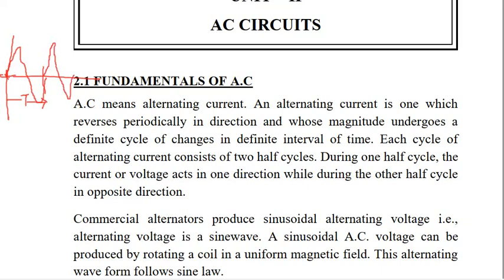That's why it is called periodically reversing in direction, whose magnitude undergoes a definite cycle of changes. A definite cycle of changes means it goes from 0 to the maximum positive value. If you have 10, it goes to a maximum of 10 volts, drops down to 0, goes towards minus 10, drops to 0, again positive 10, and so on.